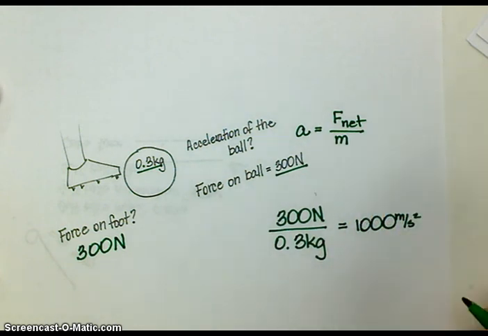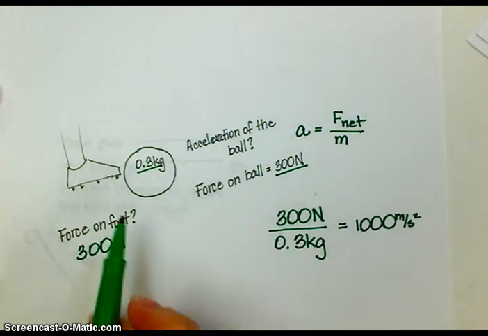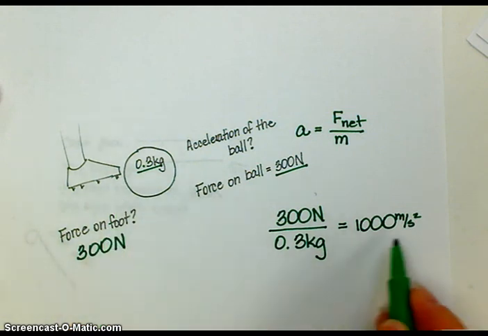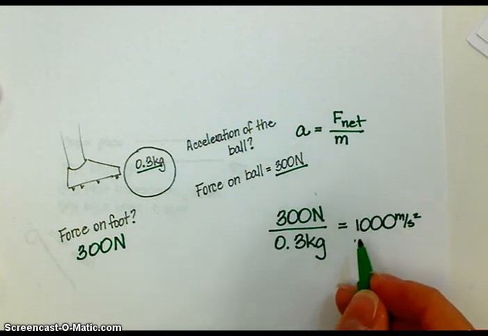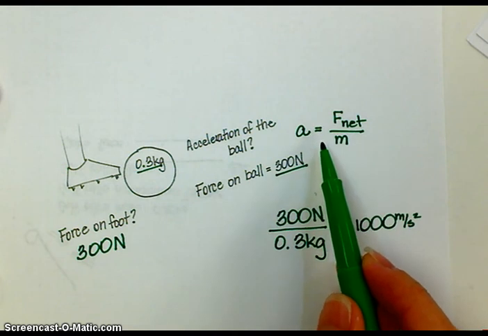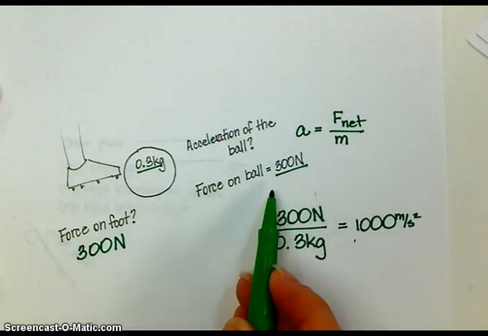Now, obviously, the ball does not wind up going 1,000 meters per second because the interaction between the foot and the ball takes only a split second. So it's only going to accelerate at this rate for a teeny tiny fraction of a second. Okay? All right, but you use Newton's second law to figure out your acceleration. And then recognize that the third law says that forces are always equal and opposite. Okay?